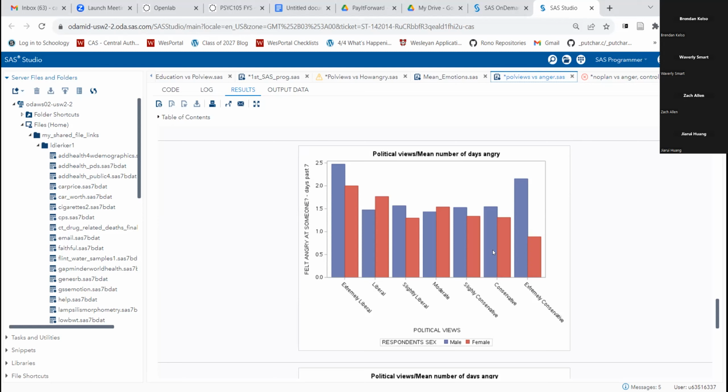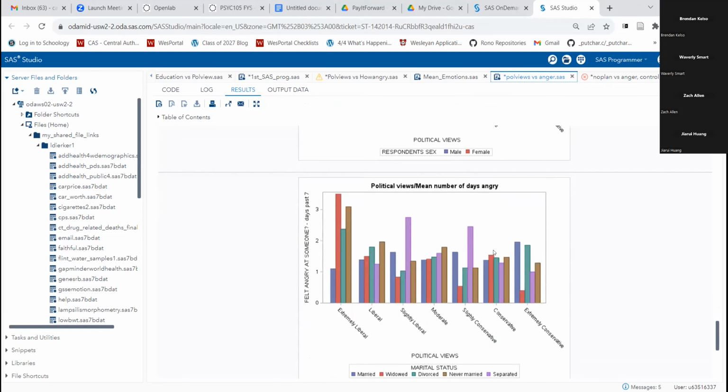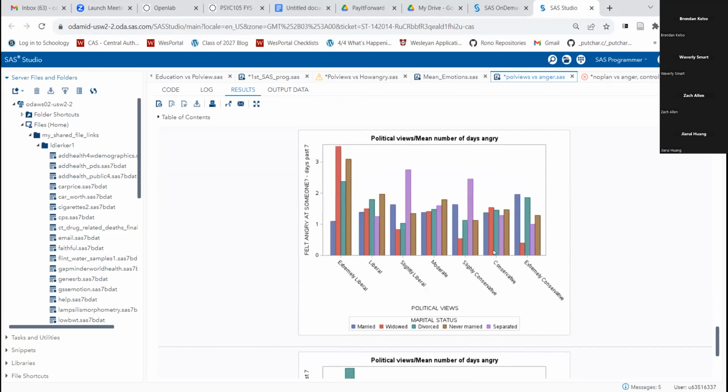Oh, that's a hoot. Okay, I love this. Let's see, there's a lot going on there. Political views, felt angry, grouped by marital status. That's a little hard to interpret now. Yeah. Alan, do you know what I would do for that? Have a more clear hypothesis.